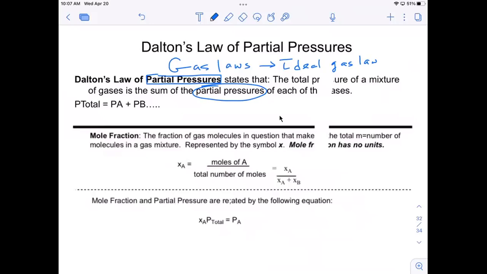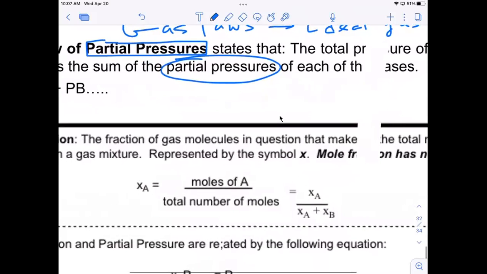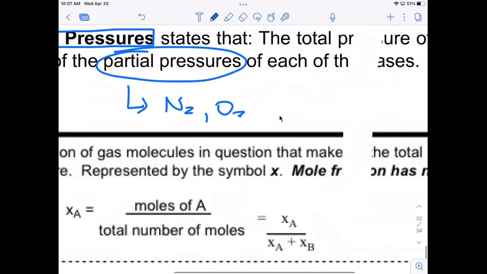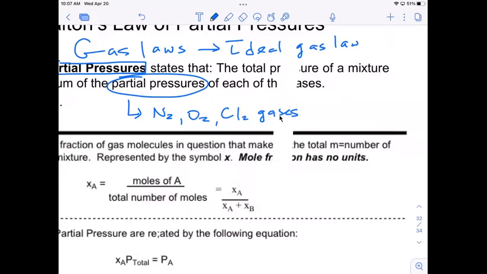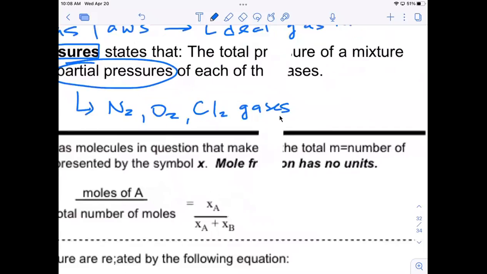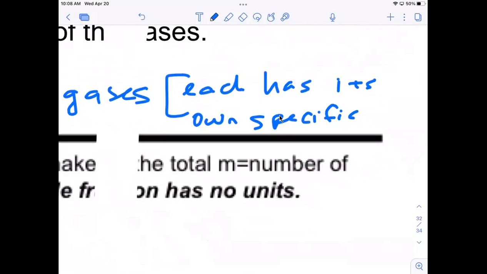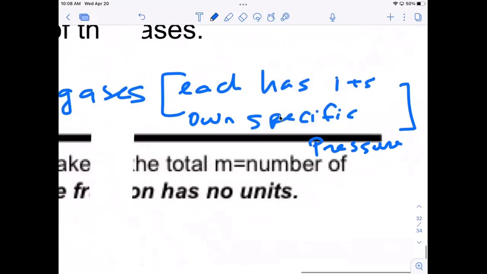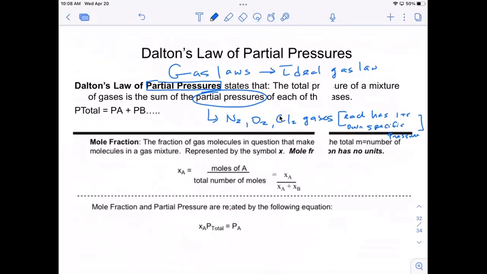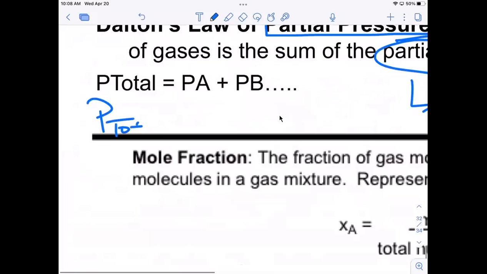Those partial pressures add up to the total pressure. So if you have N2, O2, and Cl2 gases, each one of those has a specific pressure associated with it, and when you add those up together, you get the total pressure. Each gas has its own partial pressure, and that gives you a total. So over here, P total equals the pressure of N2 plus the pressure of O2 plus the pressure of Cl2.